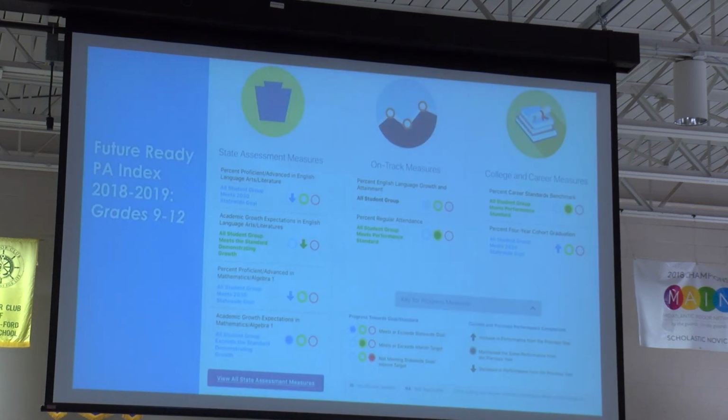So you can take a look at our overall measurements. You can see the high school has a little different setup than the other grades, because you're looking at on-track measurements, which would be attendance. And you can see there's no score in this one here. That's not being calculated yet by the state. But one of the other things you see is college and career readiness. I point that out.